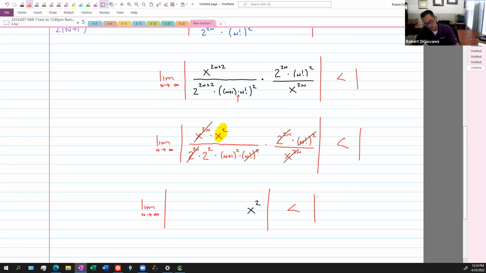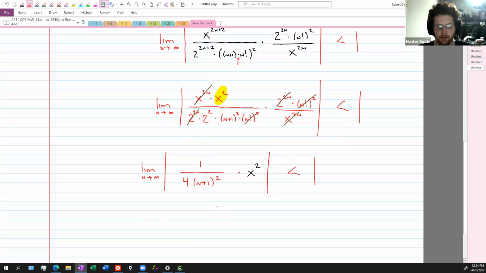I need this to be less than 1. Everything that did not have the x, I'm going to put in front here. So in the numerator, I took the x squared, which means the only thing I have left up top is a 1. And then on the bottom, I have a 2 squared, which is 4, and then I have an n plus 1 squared. Did I get everything? Yeah.